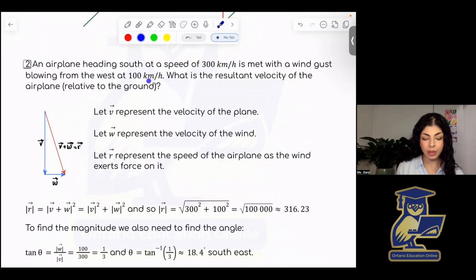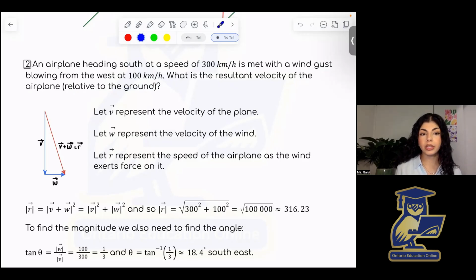Starting with this part just here, I want to specify that the speed is 300 kilometers per hour, but now that we have heading south, giving it that direction, this whole thing together is a velocity because it has a magnitude, and this part is scalar, but with this direction now, it is a vector. And same with the wind, it has a direction and a speed, so it is a vector. And we're asked, what is the resultant velocity of the airplane relative to the ground?